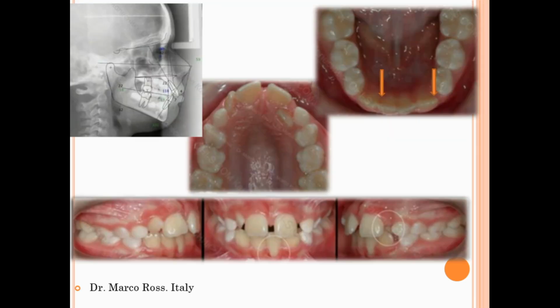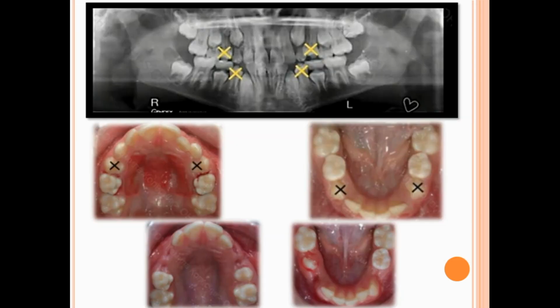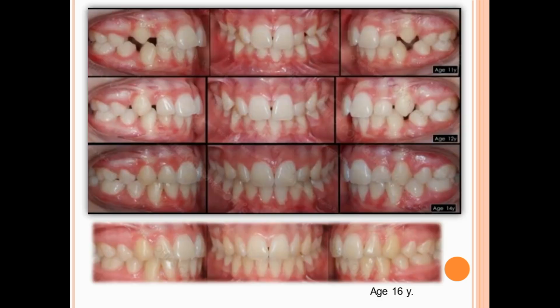In these photos, you can see a patient with labial segment crowding. The doctor used serial extraction of the teeth, initially deciduous canines, then deciduous molars and premolars. Treatment was carried out without orthodontic appliance and was successful.